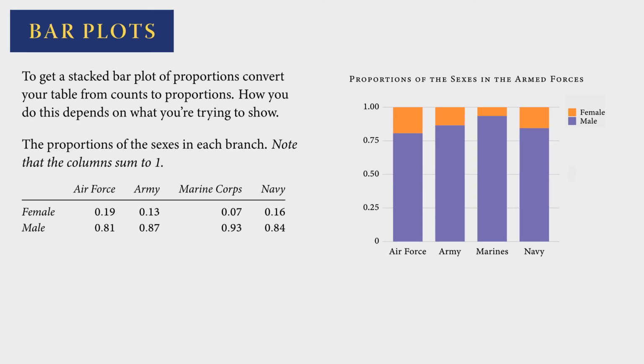In another version of the stacked bar plot, we use proportions instead of counts. When you have a table like this, you can get proportions two different ways, using columns as the margin or rows. When the margin is columns, the columns all sum to 1. Here, we're looking at the proportions of males and females in each branch. The columns sum to 1, so I'm finding that the Air Force is 19% women and 81% men. The Army is 13% women, 87% men, etc.